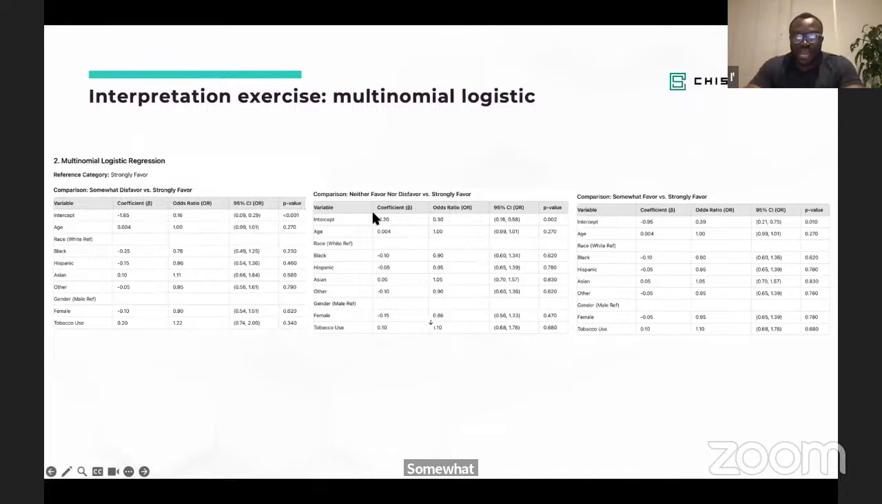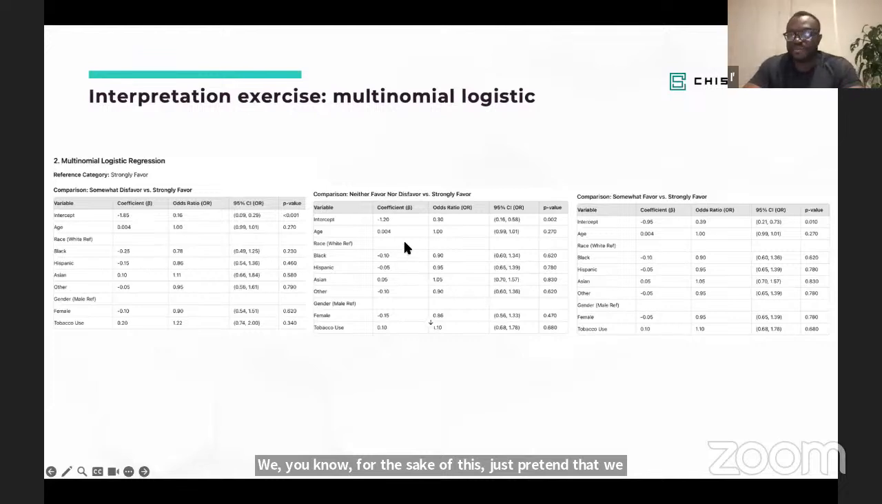Here we're looking at neither favor nor disfavor versus strongly favor. And here we're looking at somewhat favor versus strongly favor. So strongly favor is the reference group. Just pretend that we have collapsed categories for sample size reasons. We've included neither favor nor disfavor with the other category, which is what? Somewhat favor, strongly disfavor, I believe. Yeah, strongly disfavor.